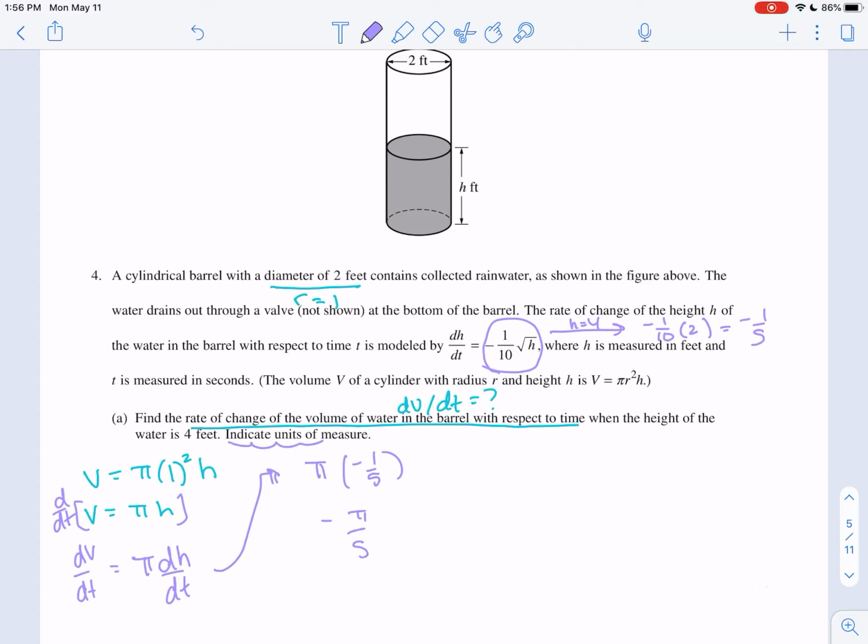Make sure you indicate units of measure. Notice it was dV/dt, so volume would be in cubic feet, right? And then time was in seconds. And just for reference, this was worth 2. 1 for having pi dh/dt, and then 1 for the answer with units. All right.